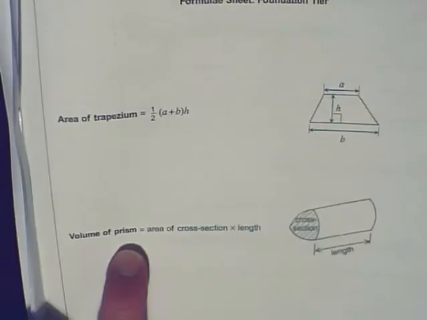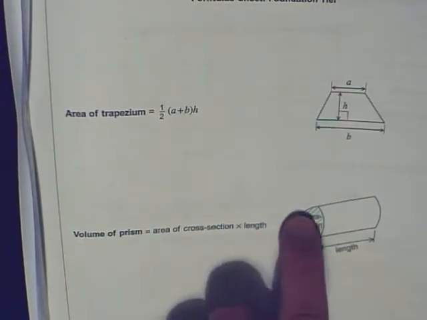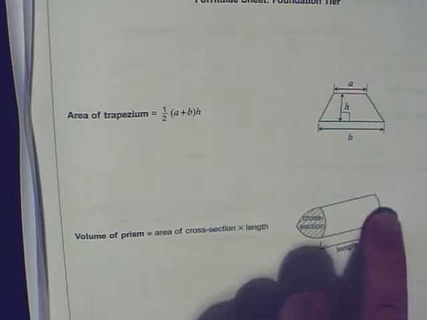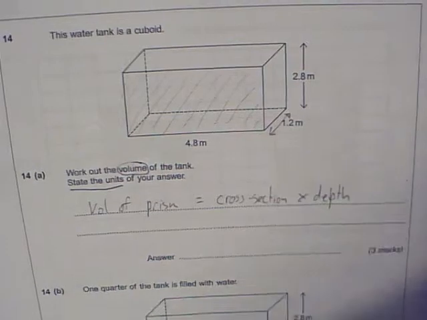This is something which you should know. I think you might have a formula for this given. Yeah, look, volume of prism is in the front of the paper: cross section times length, or the depth. So the area there times the length or the depth of it. Okay, so I've got that.